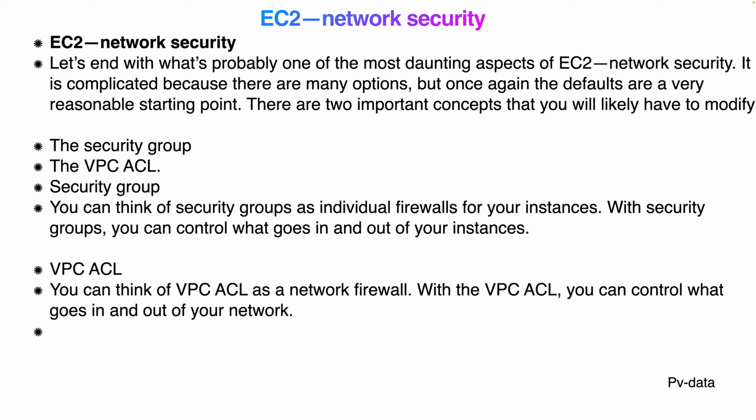Security groups: you can think of security groups as individual firewalls for an instance. With a security group, you can control what goes in and what goes out of your instance. ACL: you can also think of VPC ACL as a network firewall. With the VPC ACL, you can also control what goes in and what does not.